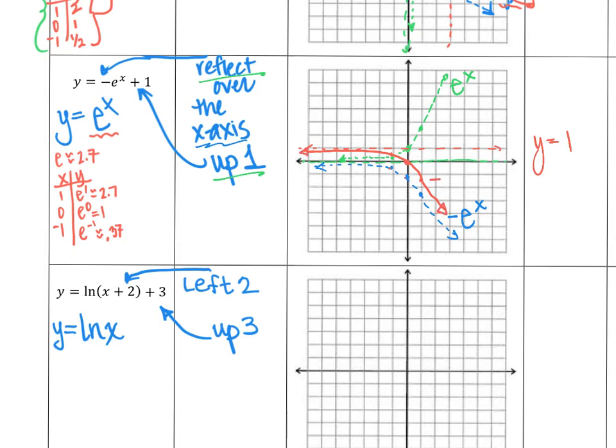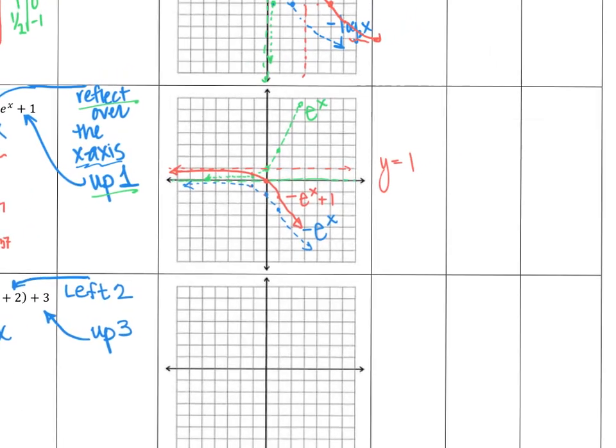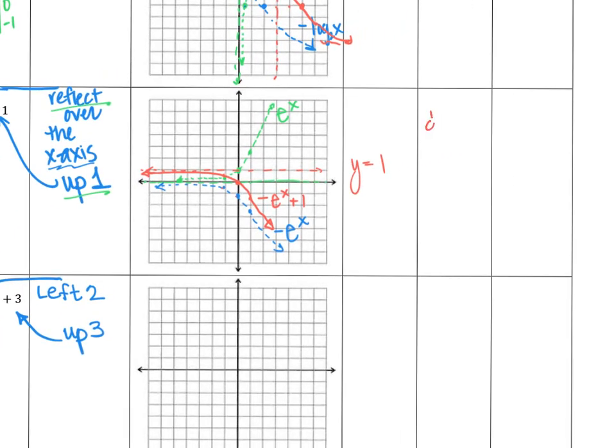So the red one right here, this is negative e to the x plus 1. And since it's an exponential function, when we're talking about the domain, it's still going to be negative infinity to infinity. Nothing changed with that. But because we did that reflection and shift up, our range now will go from negative infinity, that's the lowest it goes, all the way up to 1, not including 1.